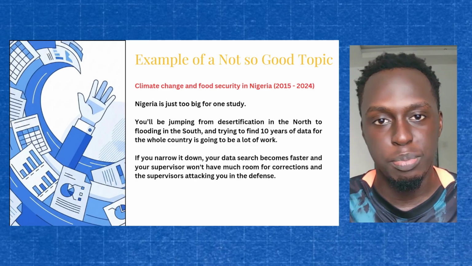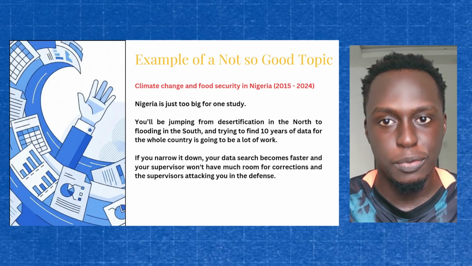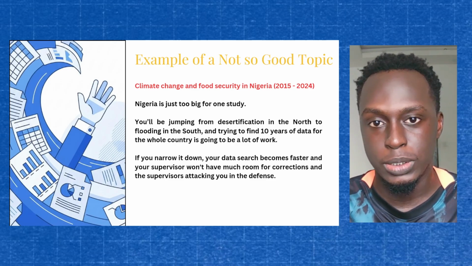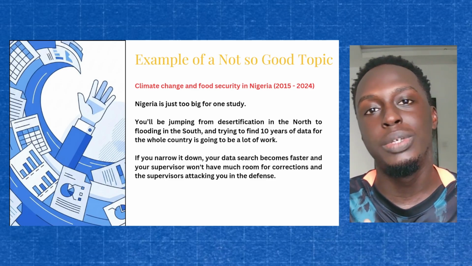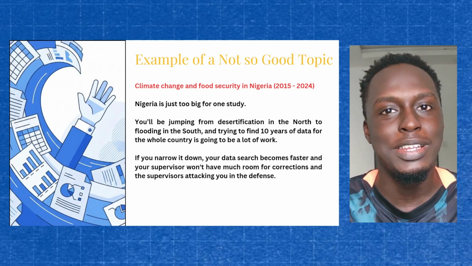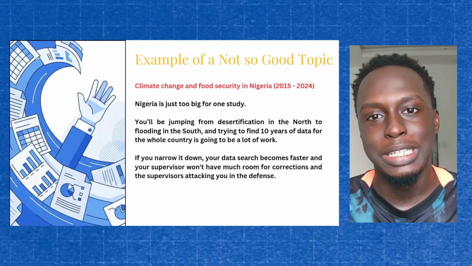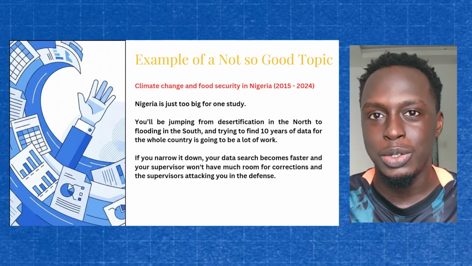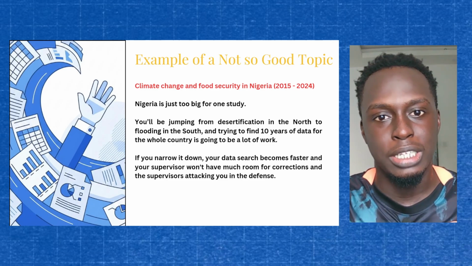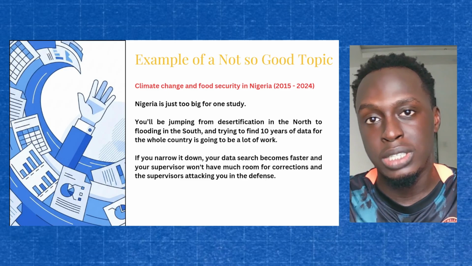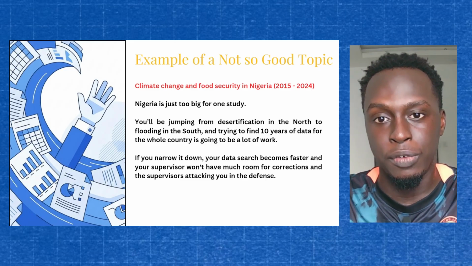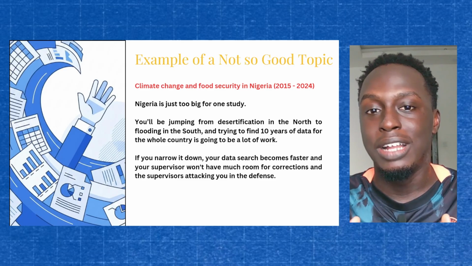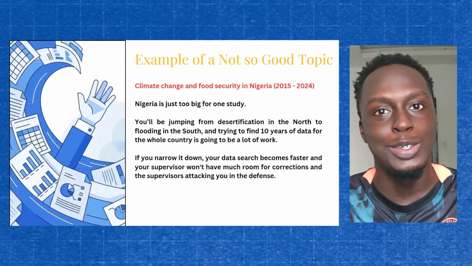Another example is climate change and food security in Nigeria, 2015 to 2024. Nigeria is too big for one person to study. You need a team of researchers to undertake this, and you'll be jumping from desertification in the northern area of Nigeria to flood, which is more prominent in the southern area, and you're trying to find 10 years of data for the whole country. That is going to be a lot of work.